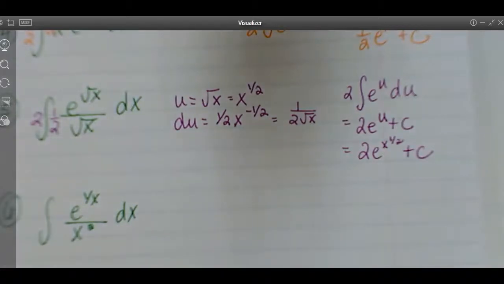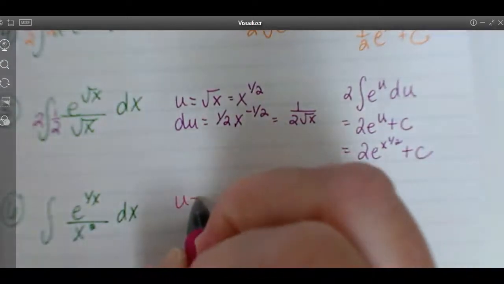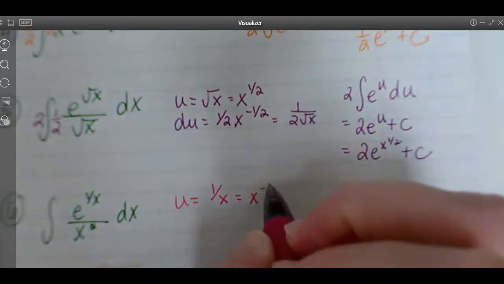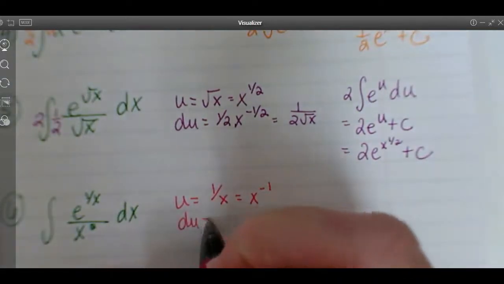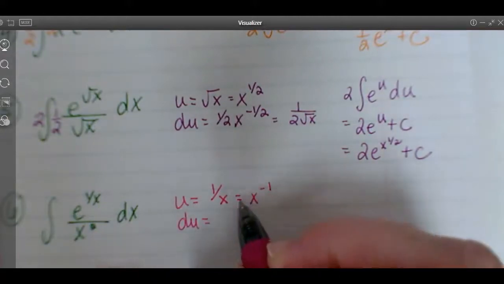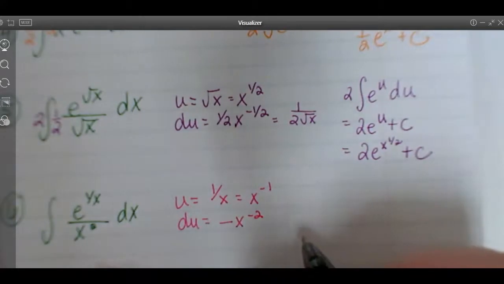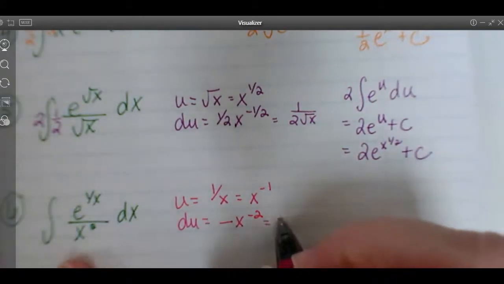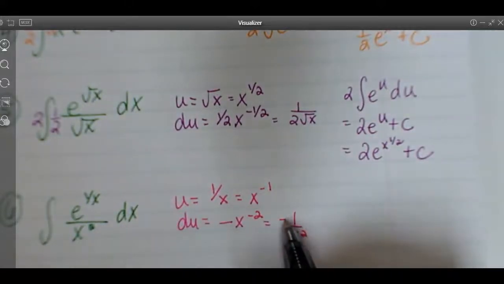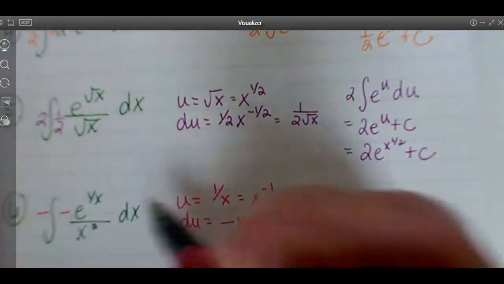Similarly, number 6 is very much the same. We're still going to let u be the power. Notice that's x to the negative 1, and now we want to find the derivative. Not the antiderivative, the derivative. So we want to use the power rule where it's negative x to the negative 2. Again, that's all fine and dandy, but how does that help us? If you think about it, our x squared is on the bottom, so that's already there. We just need that negative.